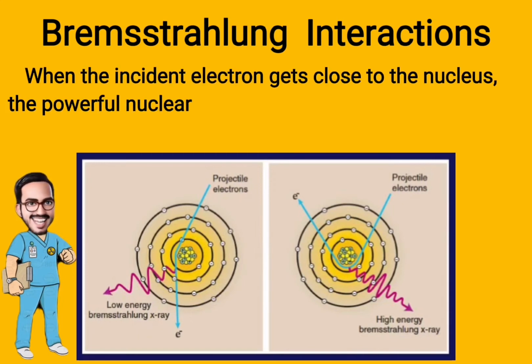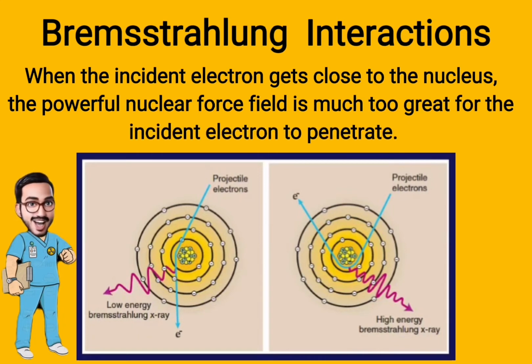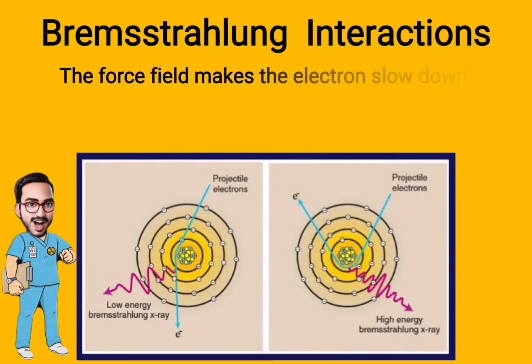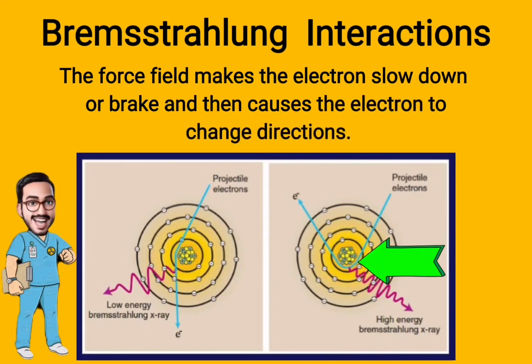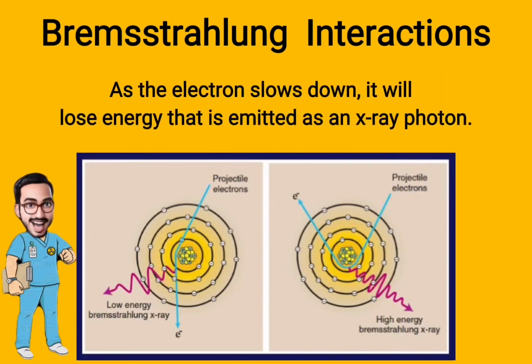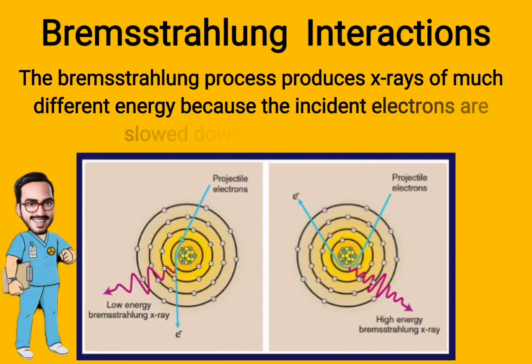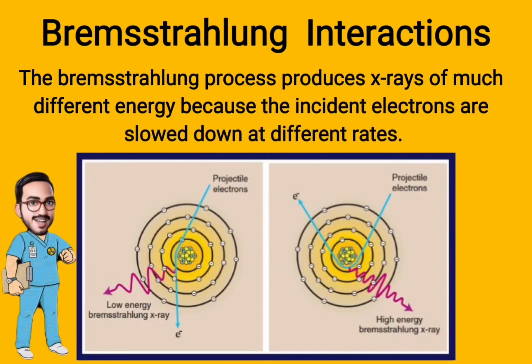When the incident electron gets close to the nucleus, the powerful nuclear force field is much too great for the incident electron to penetrate. The force field makes the electron slow down or brake and then causes the electron to change directions. As the electron slows down, it will lose energy that is emitted as an X-ray photon. The Bremsstrahlung process produces X-rays of many different energies because the incident electrons are slowed down at different rates.